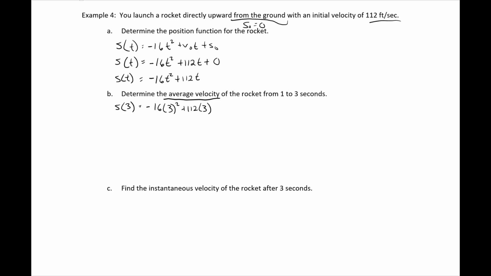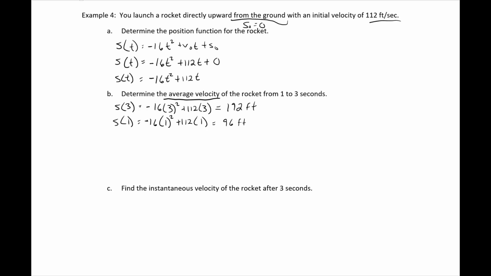This is the same idea as finding y sub 2 and y sub 1 in the slope formula. So negative 16 times 3 squared plus 112 times 3. You do that math, you should get 192 feet. s of 1, same idea: negative 16 times 1 squared plus 112 times 1. That's negative 16 plus 112, which is 96 feet. So we know y sub 2 and y sub 1, and our t sub 2 is 3 seconds and our t sub 1 is 1 second.